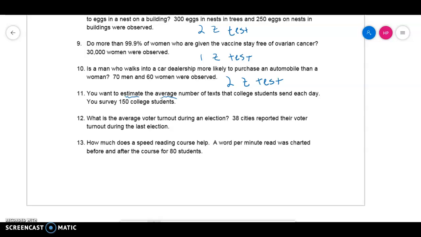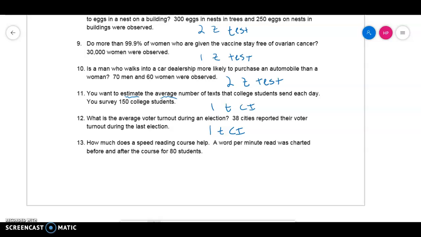Estimating the average number of texts being sent, we have one group of college students. So this is a 1 sample T confidence interval to estimate that true average. So 12 may be a little tricky. What is the average voter turnout during an election? So this again is always reported as a proportion. But then if we're taking those proportions and trying to work through what we might consider an average to be, this really is thinking averages, we would think of it as a T confidence interval. But again, not something we would normally do, taking the average of the percent.